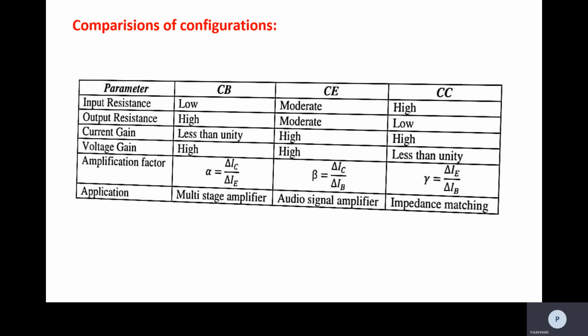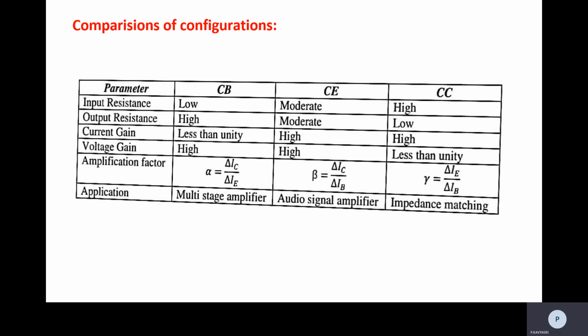And next we will see amplification factor. In each configuration, the amplification factor is denoted with a different name. In CB configuration, we represent it as alpha. In CE configuration, we represent it with beta. In CC configuration, we represent it with gamma. Amplification factor means output current by input current. By observing the circuit diagram, you can easily know the values. First one is CB. In CB, what is the output current, IC, and what is the input current, IE? So amplification factor alpha is equal to delta IC by delta IE.